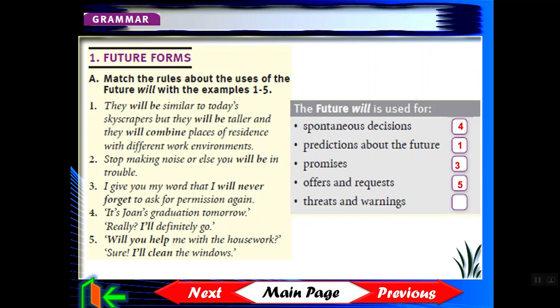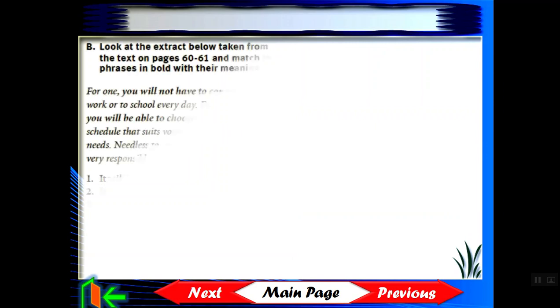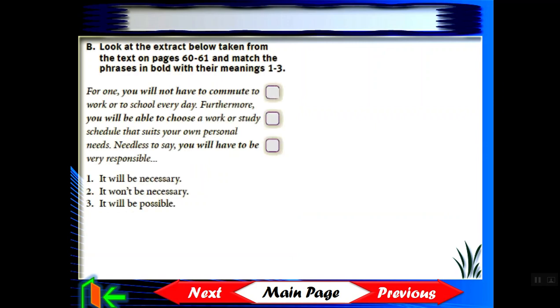Will you help me? That is when you want to ask someone for something. And threats and warnings, it is number 2, stop making noise. That is a command or an order. They ask you to stop doing this. That is a threat, تهديد.